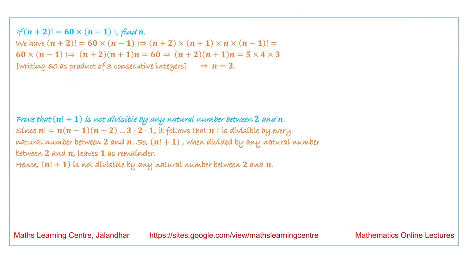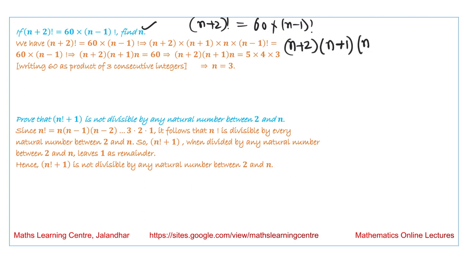Now the next question we have is if n plus 2 factorial is equal to 60 into n minus 1 factorial, we have to calculate the value of n. So we can write this n plus 2 factorial as n plus 2 into n plus 1 into n into n minus 1 factorial. This is equal to 60 into n minus 1 factorial.